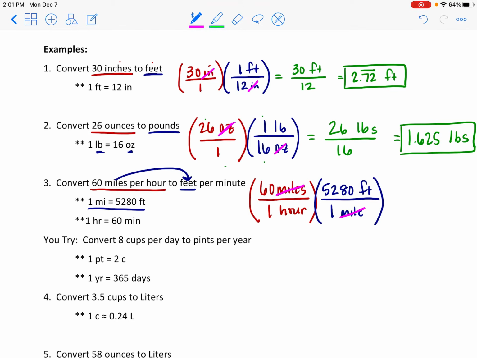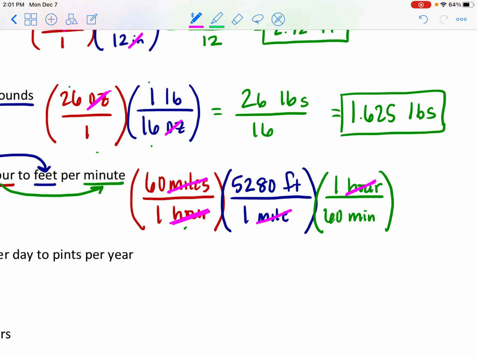Okay? Now I have to go again here. I have to get from hours to minutes. So from hours to minutes, I have to use a fraction that connects hours and minutes. So I'm going to multiply by hours and minutes. Now what's going to go where? Hours at the start is on the bottom, so I'm going to put my 1 hour on the top here and my 60 minutes on the bottom this time, because again, hours have to be across from each other to cancel. And now we should be good to go.